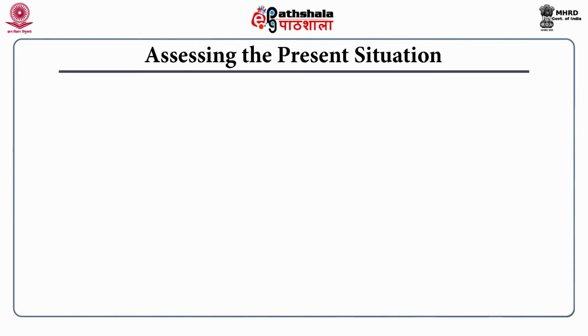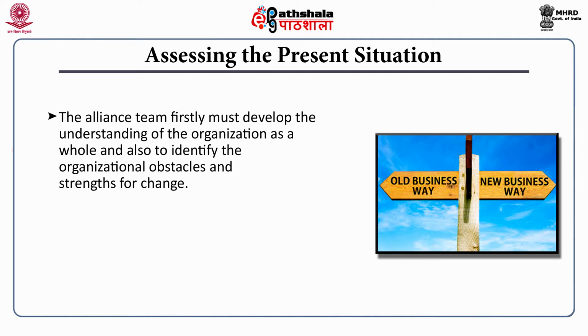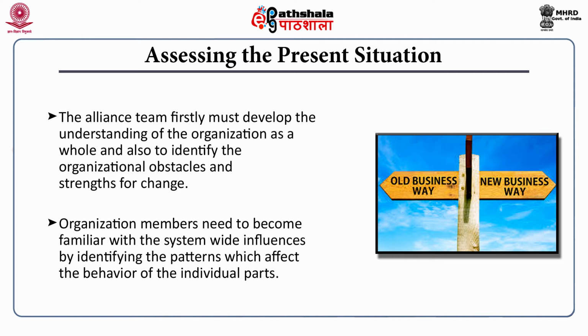Assessing the present situation. The first step in achieving the vision and outcomes is to assess the present situation of the organization. The alliance team must first develop an understanding of the organization as a whole and identify the organizational obstacles and strengths for change. As discussed in the previous module, for effective working of the organization, the members must work effectively with the individual parts. Organization members need to become familiar with the system-wide influences by identifying the patterns which affect the behavior of the individual parts.